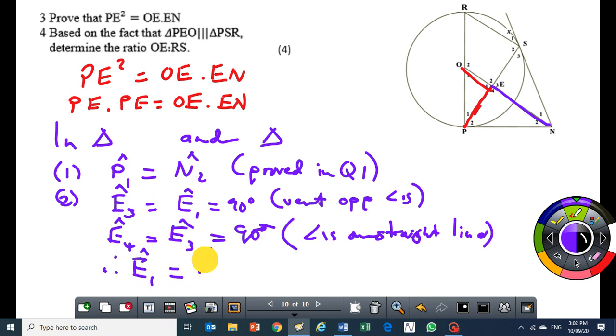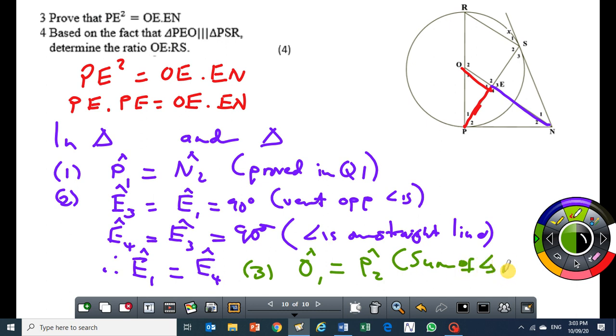Did you see this when you were writing the test? Are you seeing this? So I've got two pairs of corresponding angles. So the third pair is going to be, O1 is going to be equal to what? P2. Am I right? O1 is going to be equal to what? P2. Okay, let me write it here in different colors. So number 3, it will be angle O1 is equal to P2. And the reason here is sum of angles in a triangle.